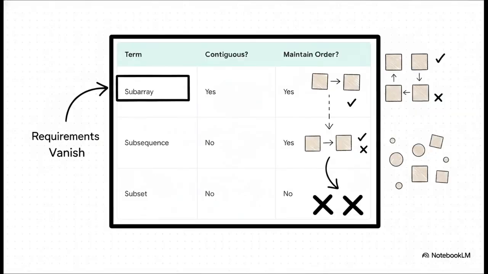And finally, Section 6, why this matters. Think of this breakdown as your ultimate cheat sheet. It clearly shows how the structural requirements just vanish as you move down the list. A subarray requires a yes for contiguous and a yes for maintaining order. A subsequence drops the contiguous requirement to a no, but keeps the order. And finally, the subset drops both requirements to no, granting you that total free-form flexibility we discussed earlier.